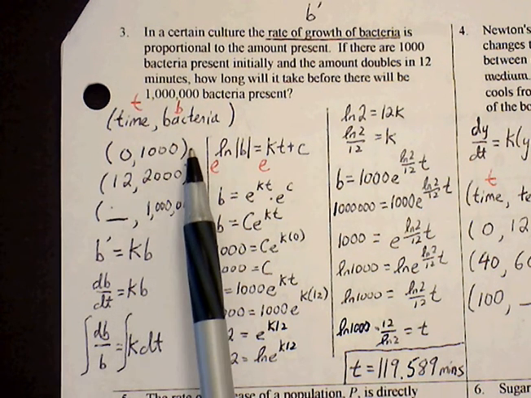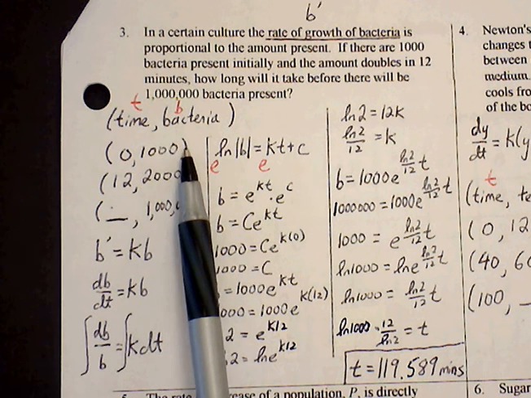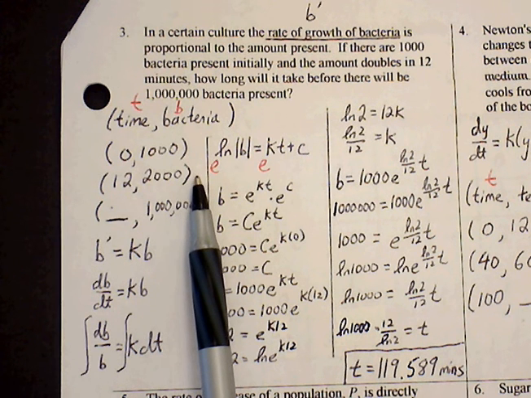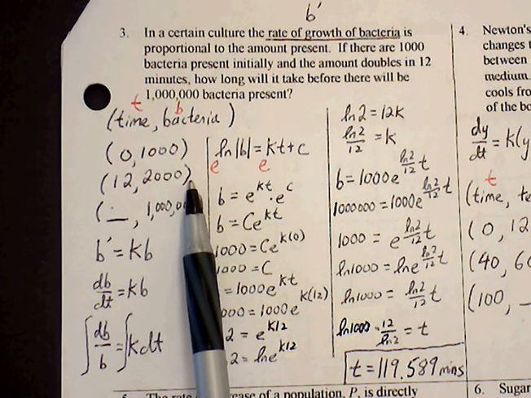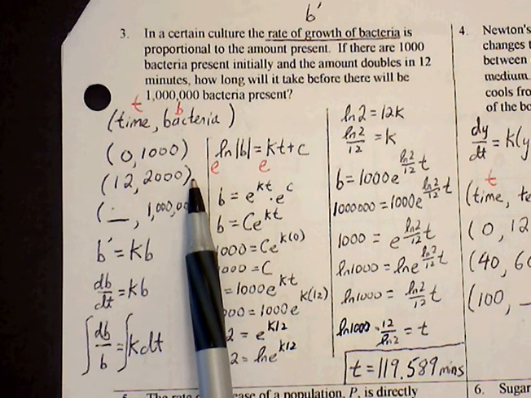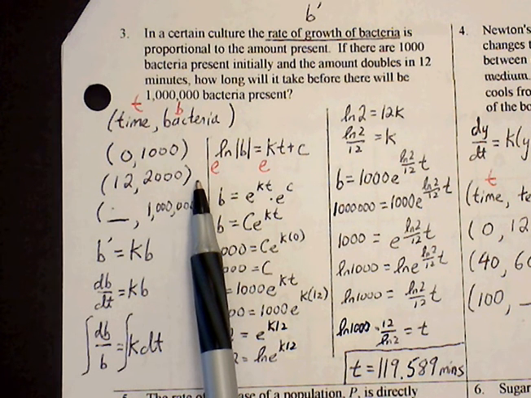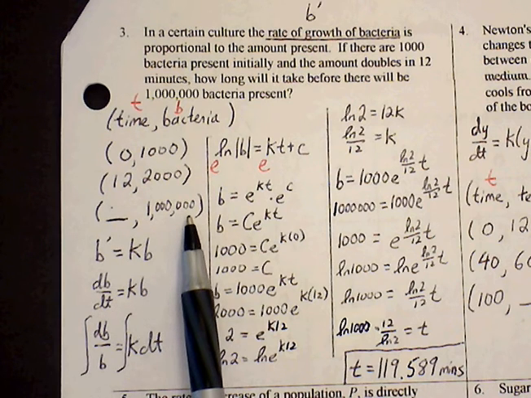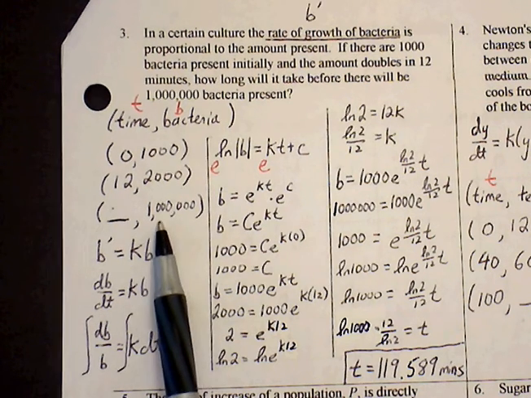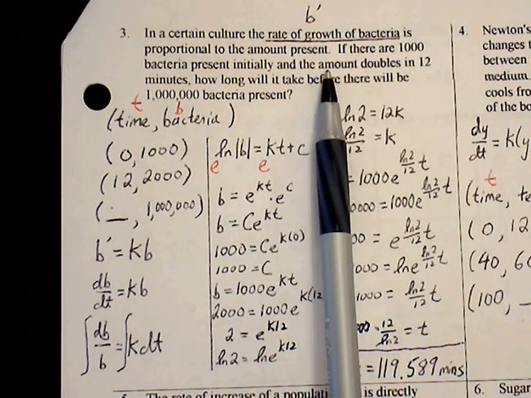Okay. We're going to use these ordered pairs to help us find our C value and our K value. And once we have that, we can find our specific growth equation and plug in 1 million to solve for time. Right, so let's see if we can create our differential equation.